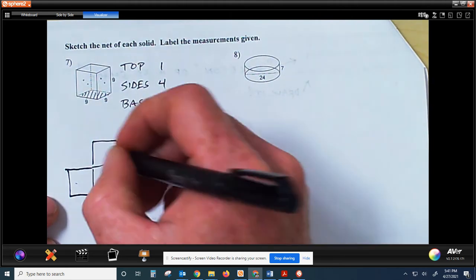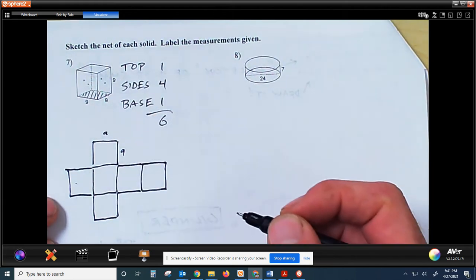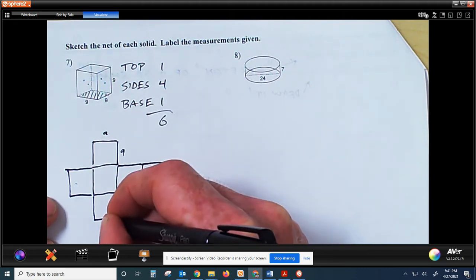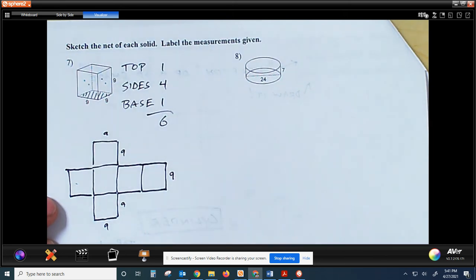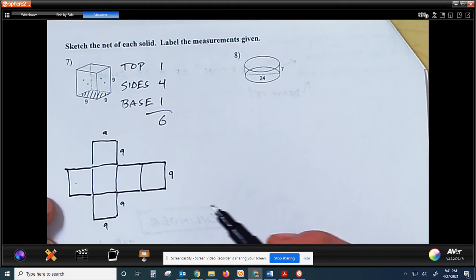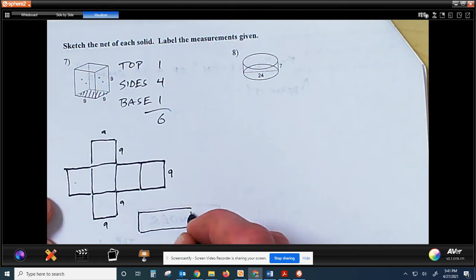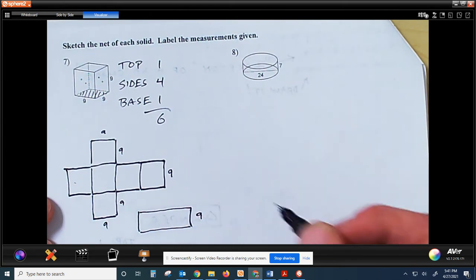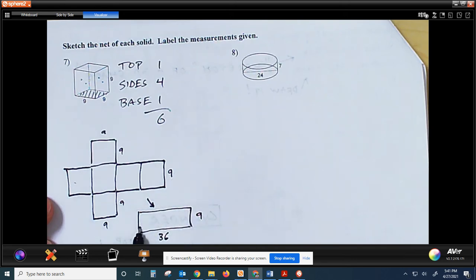Label the measurements given. Wow, this one is going to be super easy. This is a 9 by 9. The base is a 9 by 9. And then this distance here is a 9. I could even add up the total: 9, 18, 27, 36, and realize that in the sides of this shape, this is another version of it. It's a 9 by 36 rectangle. Here is the same as here.